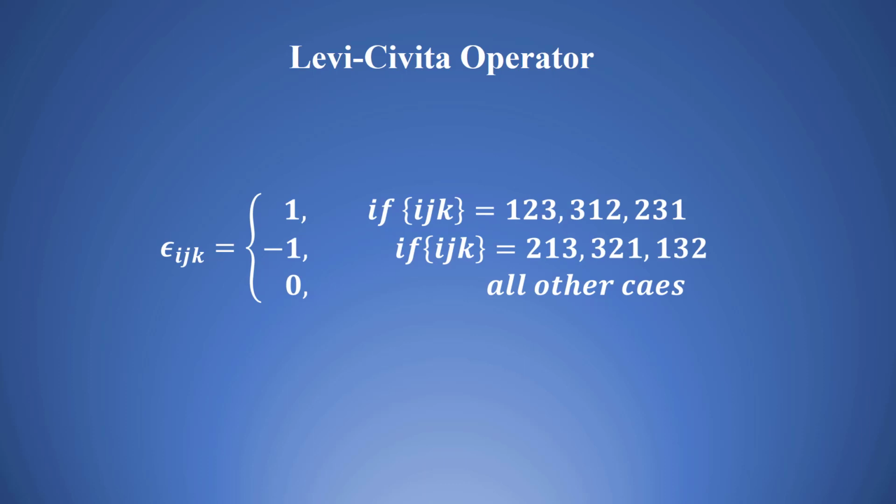From the definition of the Levi-Civita operator, epsilon ijk ek is equal to the sum of epsilon ijk ek for k from 1 to 3. This is because if we substitute instead of k, i or j, we will get 0 in the Levi-Civita for the first two epsilons and 1 for the last one.